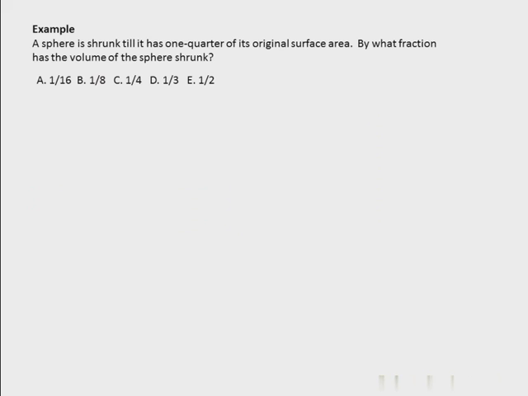A sphere is shrunk till it has 1/4 of its original surface area. By what fraction has the volume of the sphere shrunk? So if it shrinks, what happens to the sphere? It gets smaller. So what's getting smaller? Well, the radius is getting smaller. That's why the surface area and the volume are also getting smaller.